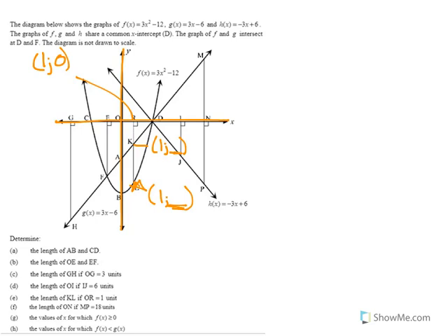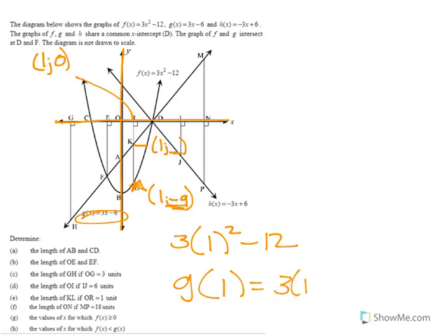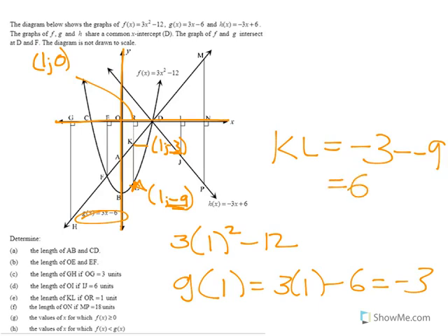And because L is on the parabola, we can use the parabola equation to work that out. So that would be 3 times 1 squared minus 12. That gives you minus 9. And then K lies on the line g. So what is the output of the function when my input is 1? That would be minus 3. And so the line KL would have a length of minus 3 minus minus 9, which is 6. That would be your answer there. Okay.